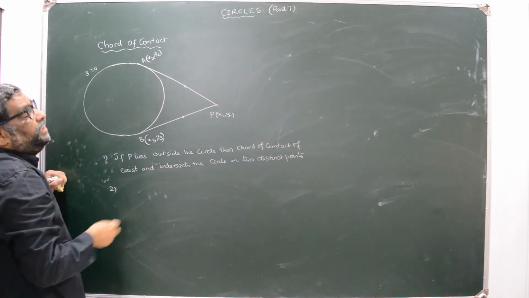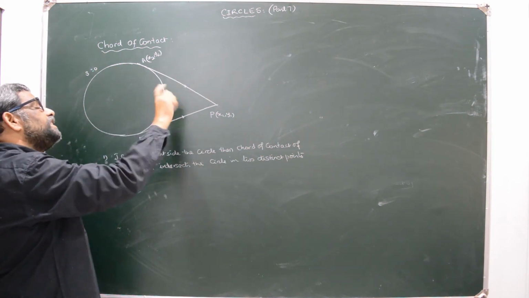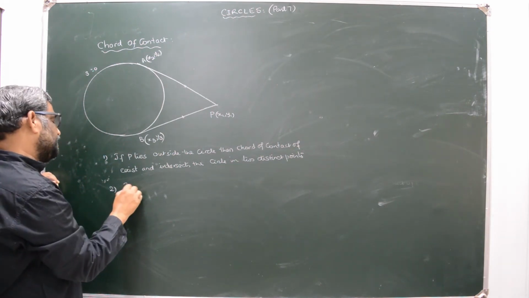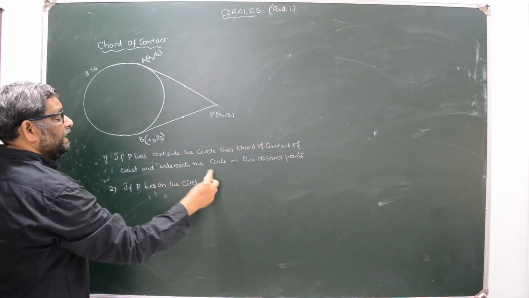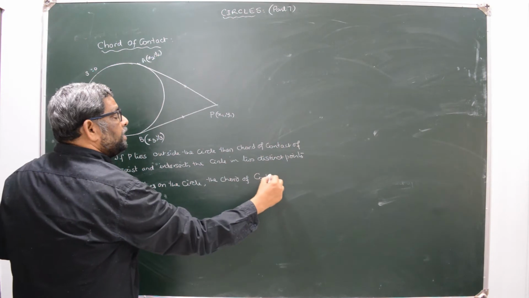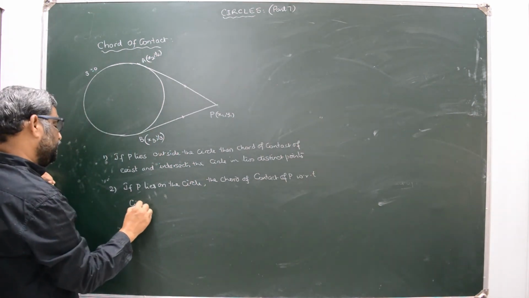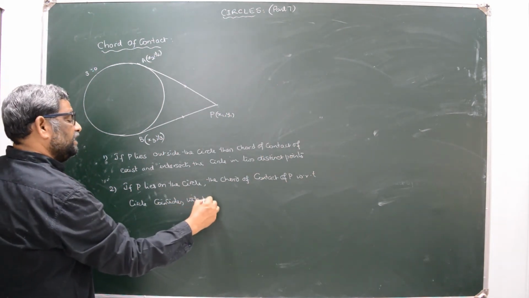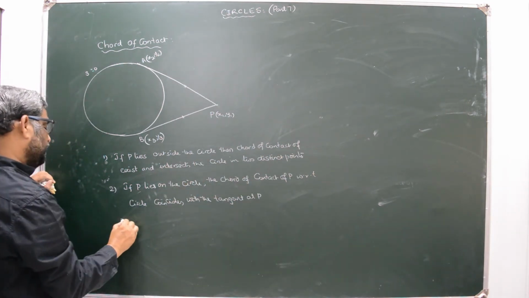If P is on the circle, there is no possibility to draw two tangents, because whenever P lies on the circle, the two tangents PA and PB will coincide and will be passing through the point P. Therefore, if P lies on the circle, the chord of contact of P with respect to the circle coincides with the tangent at P.